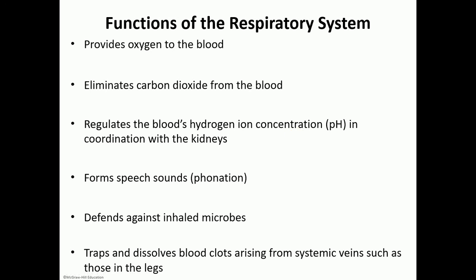The respiratory system is also important for speech, okay? So the function of phonation, the larynx that has the vocal cords is part of this system. It also defends against inhaled microbes. So we'll see how the cilia and the mucus that are made by parts of the respiratory system help in protecting us. And if we ever do get a blood clot, say in our lower limbs, and these clots travel all the way to the pulmonary circulation, well, the pulmonary circulation has a way of dissolving those clots and getting rid of them. Okay, so that is also one of the functions of your respiratory system.